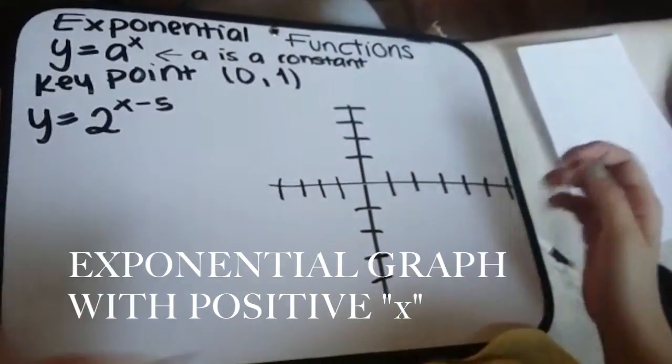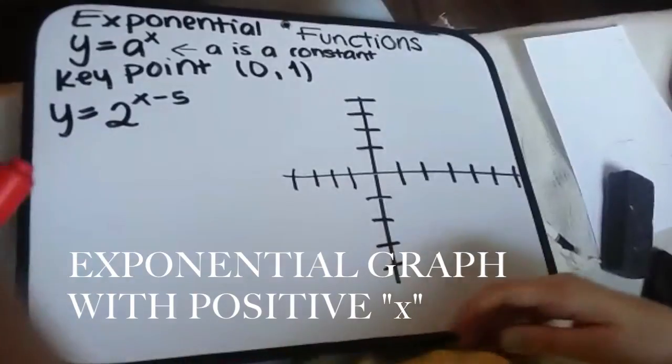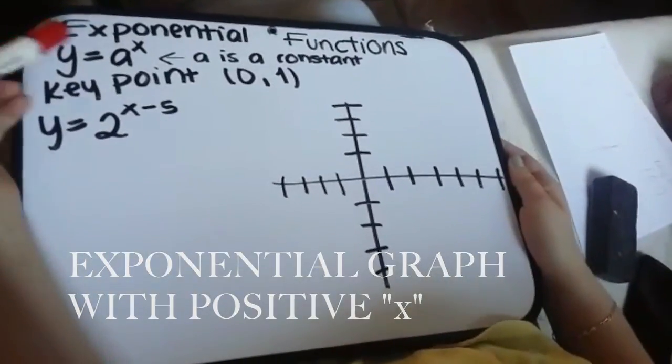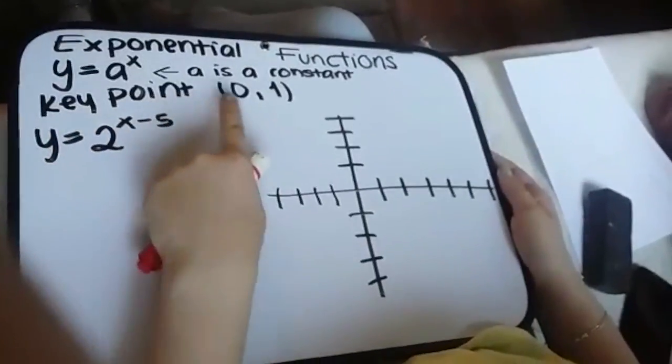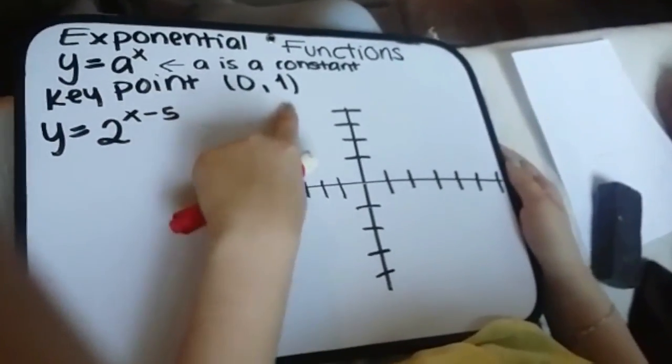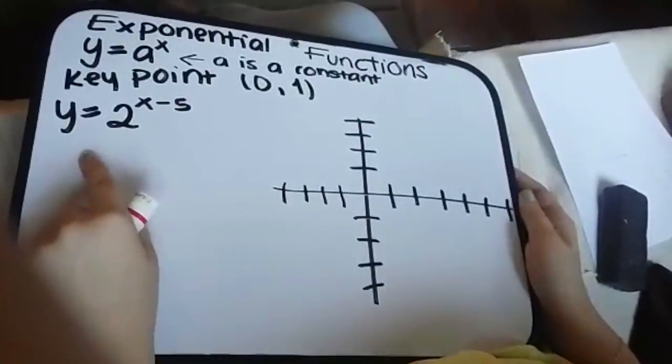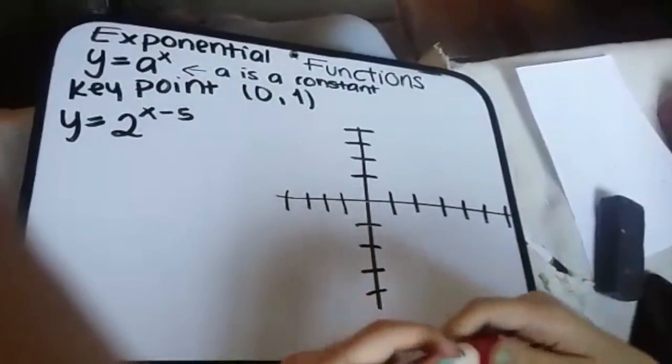Today we're going to see exponential functions. Here we can see that y equals a to the x, where a is a constant. Our original key point will always be (0, 1). So, let's have an example.